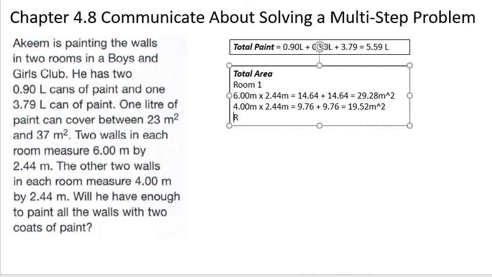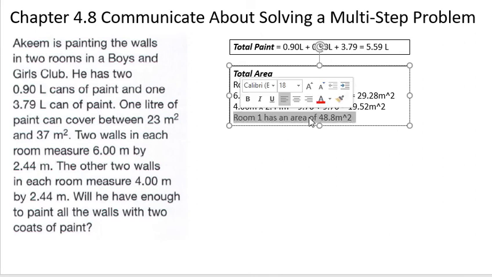So room 1 has an area of 19.52 plus 29.28, which equals 48.8 meters squared. So that's our room 1.